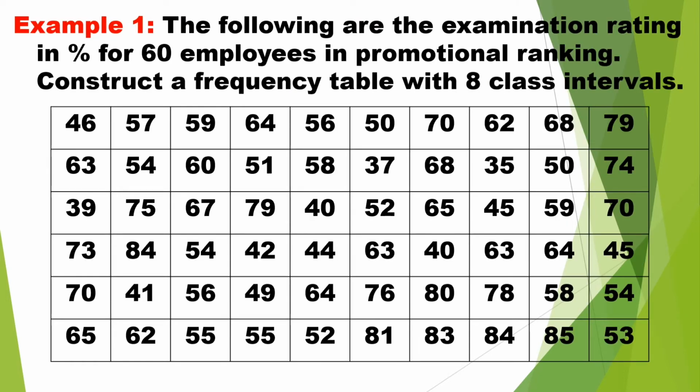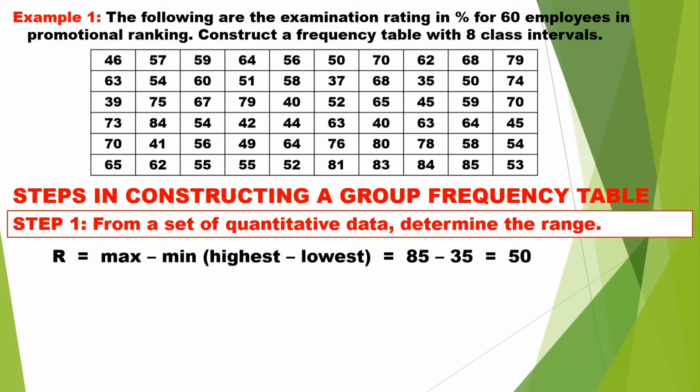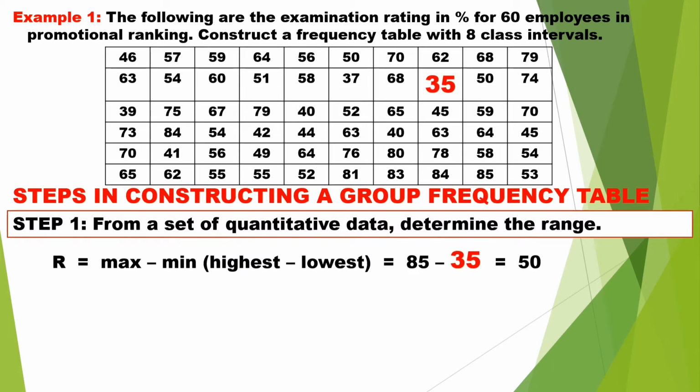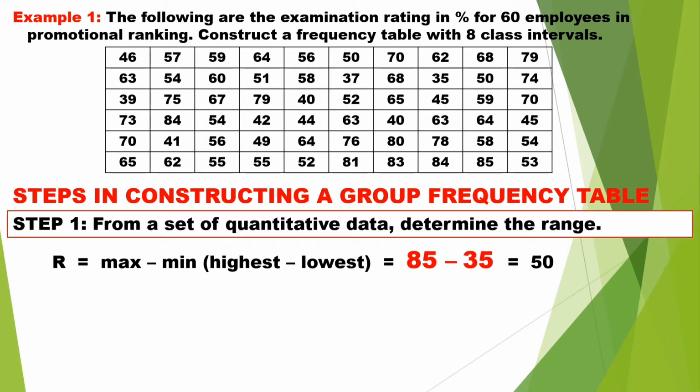Example 1, the following are the examination rating in percentage for 60 employees in promotional ranking. Construct a frequency table with 8 class intervals. In our step 1, from a set of quantitative data, determine the range. The range is maximum minus minimum or the highest minus lowest scores. In this data, 85 is the highest, 35 is the lowest. 85 minus 35 is 50, so therefore, the range of this data is 50.